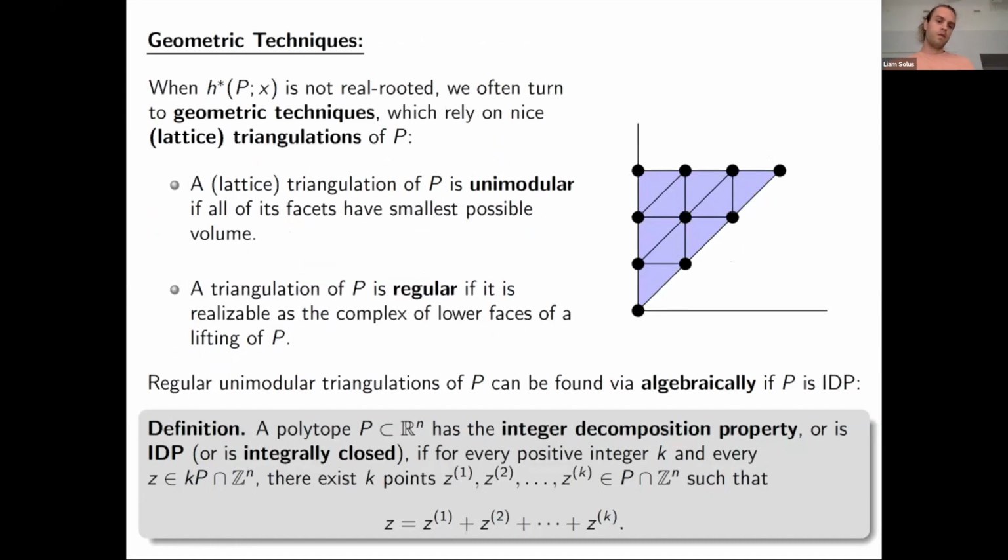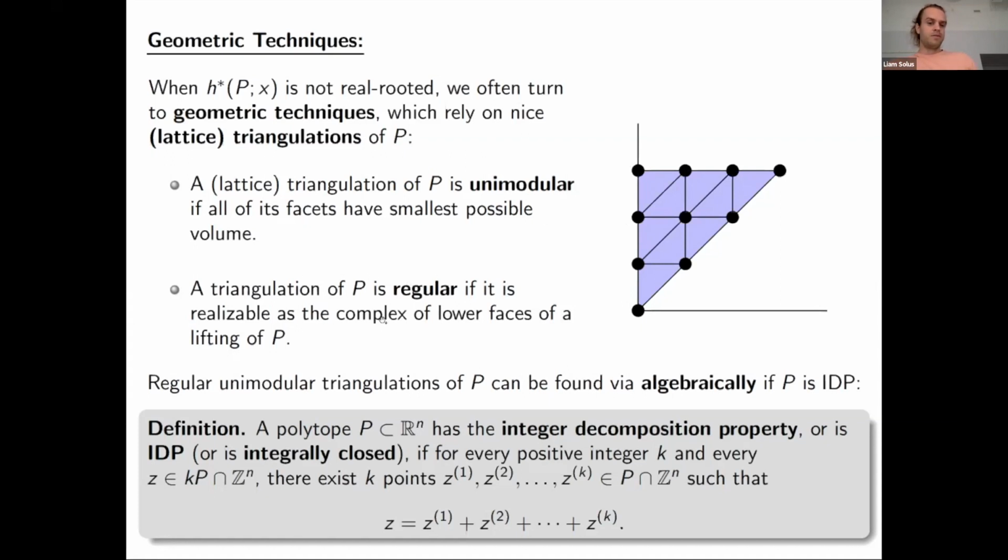Which are the nice lattice triangulations for trying to detect things like unimodality of H-star polynomials? Well, it turns out that the nice ones are things like unimodular triangulations. So these are triangulations where the facets have smallest possible volume. So because our zero-dimensional cells have to lie in the lattice, this is some sort of well-defined term here. So in this case, in the standard Z^n lattice, we want them to have volume 1 over n factorial.